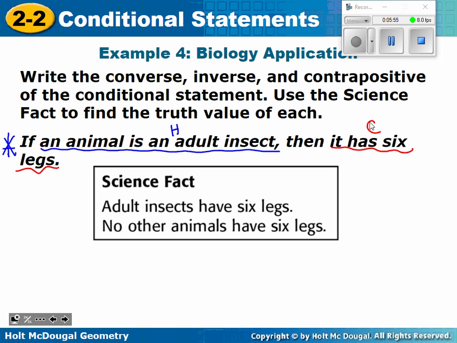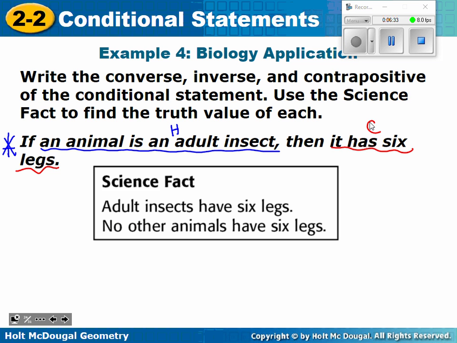Okay, so what word do I start with for sure? If, because I'm writing a conditional statement as a converse. What is the subject here that we're talking about? We're talking about insects, but they are a type of animal. This is the broad topic, animal. So when you start your sentence, you're going to start with if, but you can't say the word it, and it refers back to the animal. So if an animal, then go on with the rest of your conclusion because we're switching. So if an animal what?